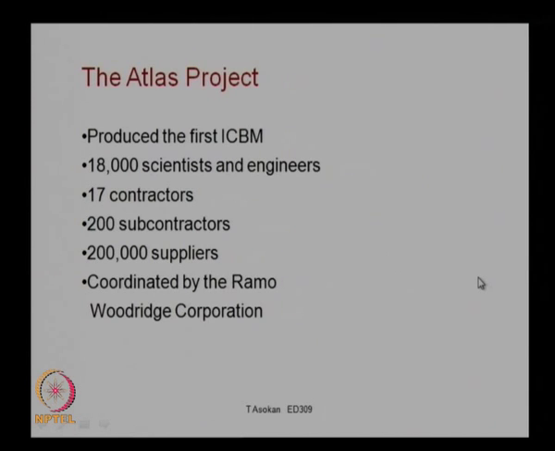This one we discussed in the previous class, the Atlas project. As you can see, there were 18,000 scientists and 17 contractors with 200 subcontractors and 200,000 suppliers, and the whole process was coordinated by Ramo-Wooldridge Corporation. So again, you can see that there were 200,000 suppliers, and you can see the complexity of human involvement in this project. Apart from the technical complexity of designing the missile, there is a larger, complex human behavior involved in this system, and therefore we need to look at the human interaction and human behavioral aspects in the design of systems.